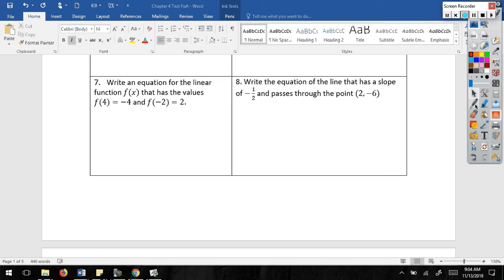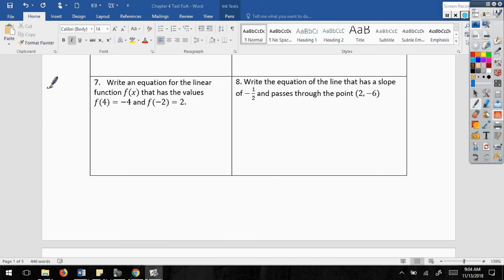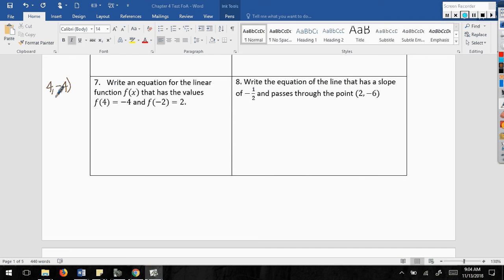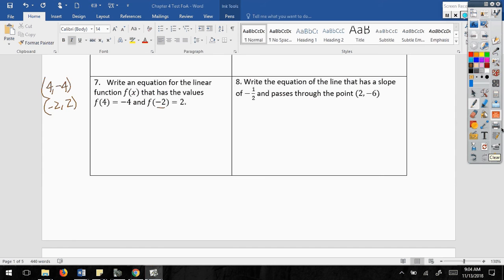All right, number 7 is in function notation. But we really know that this means that -4 is a point, as well as -2, 2. So what I'm going to do is find the slope between these 2 points.